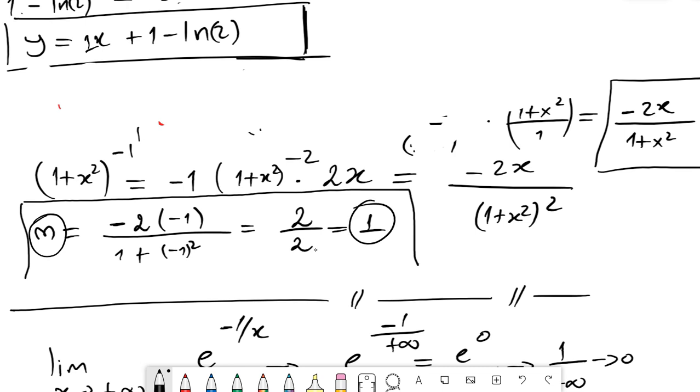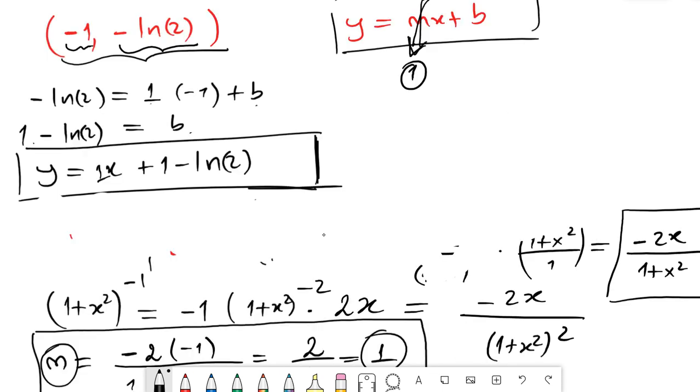M will be 1. And now we just have to plug in the values, okay? So y is minus ln of 2, x is minus 1, so b will be equal to 1 minus ln of 2, so that will be the tangent line, okay? 1x, of course, we're not going to write this, right? We'll write x plus 1 minus ln of 2.